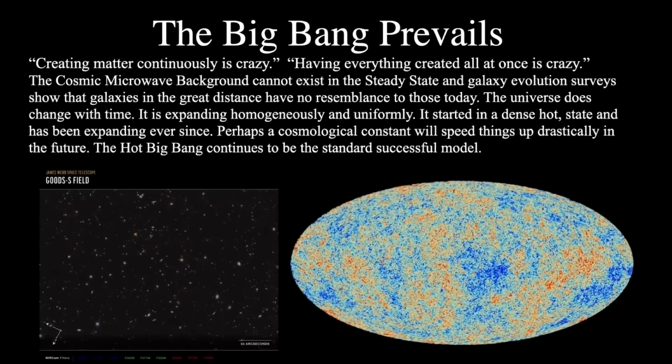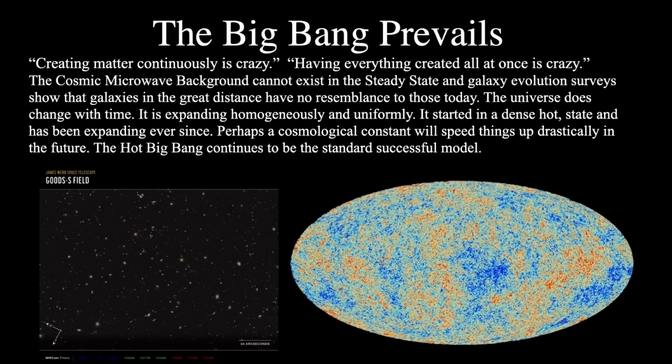Long story short, the Big Bang did prevail in this argument. But how? Because the arguments are kind of the same. The people supporting the Big Bang said, creating matter continuously, that seems crazy. And then Hoyle and Bondi and Gold said, having everything created all at once, that's crazy. So it's two really crazy ideas. The universe is doing something crazy, whether it's creating matter continuously or having everything created all at once. Crazy meaning counterintuitive, not insane or wrong. Which one had to prevail?